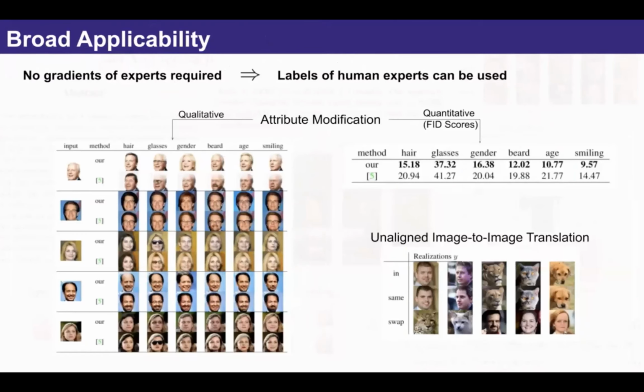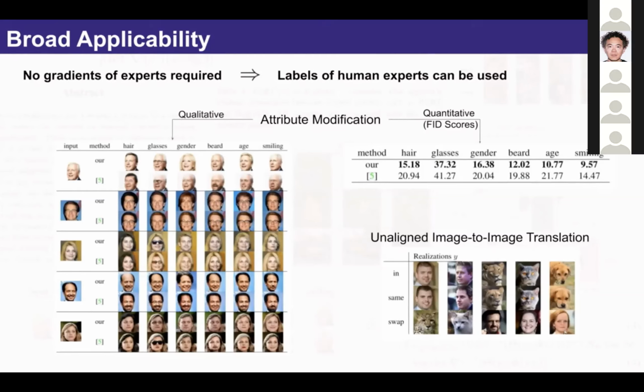Finally, we evaluated our approach on tasks which work directly with labels. This is possible because we do not require gradients of experts. Our results show good qualitative and quantitative performance for face modifications and unaligned image-to-image translations.